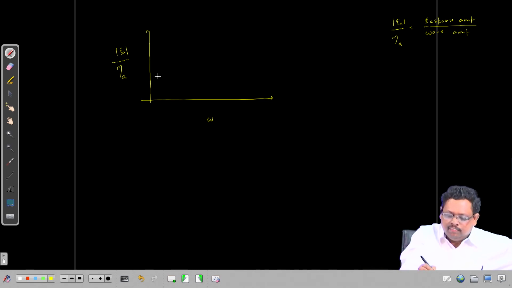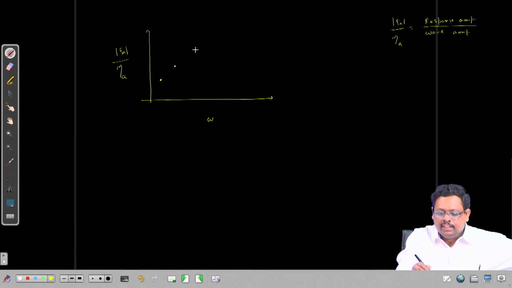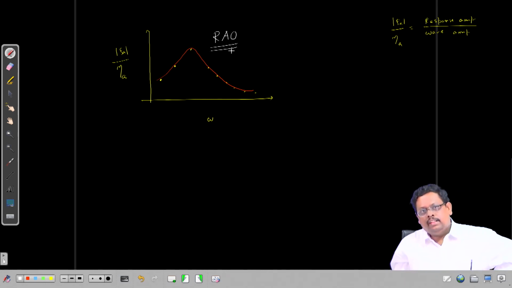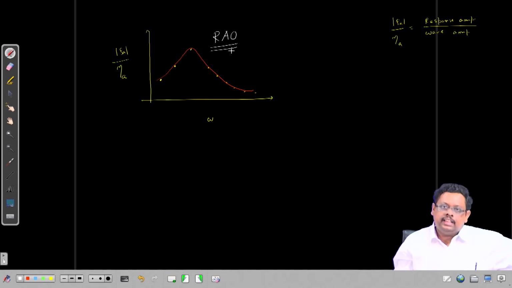So, let us say for omega 1 this is the response, for omega 2 this is the response, for omega 3 this is the response, then omega 4 this, omega 5 this. So we are going from higher to lower, and then we can get a nice plot like this, and this we call RAO, the response amplitude operator. Sometimes we also call this a transfer function, because it is the frequency domain representation of the amplitude.